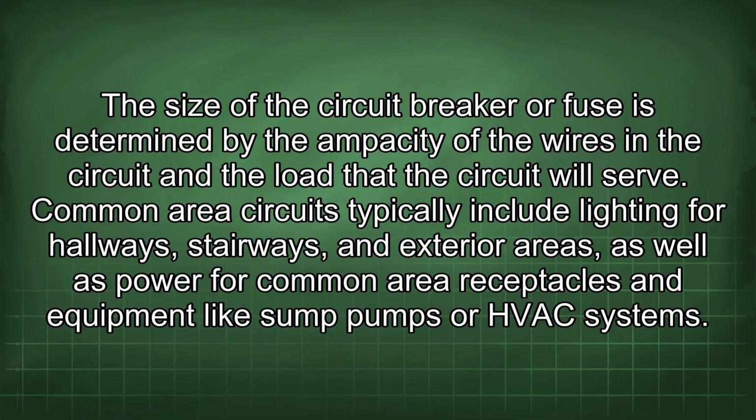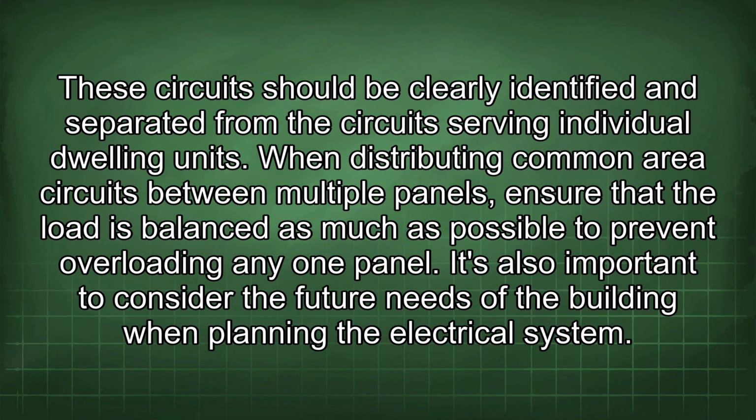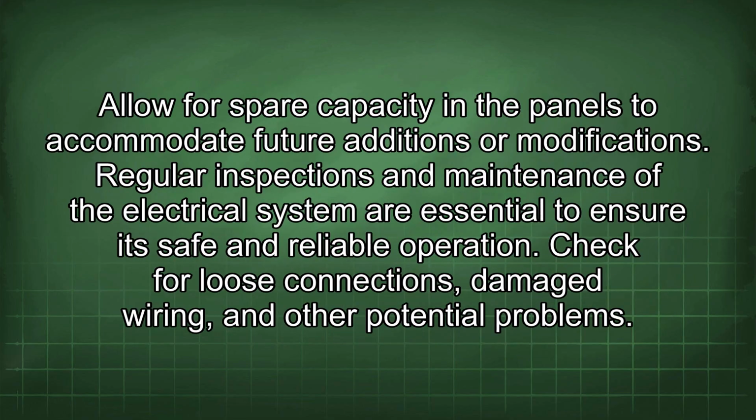Common area circuits typically include lighting for hallways, stairways, and exterior areas, as well as power for common area receptacles and equipment like sump pumps or HVAC systems. These circuits should be clearly identified and separated from the circuits serving individual dwelling units. When distributing common area circuits between multiple panels, ensure that the load is balanced as much as possible to prevent overloading any one panel. It's also important to consider the future needs of the building when planning the electrical system. Allow for spare capacity in the panels to accommodate future additions or modifications.